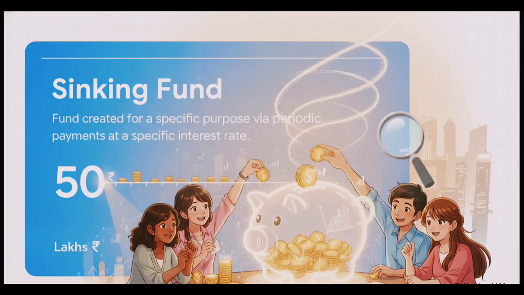Okay, I want you to treat this first concept like you're building up power for a massive final attack in a video game. We are going to learn how to accumulate a huge sum of money by making smart, small, consistent moves. According to our ICAI study material, a sinking fund is created for a specified purpose by way of a sequence of periodic payments over a time period at a specified interest rate. Now, what does that actually mean in plain English? Just think of it like a very powerful piggy bank.